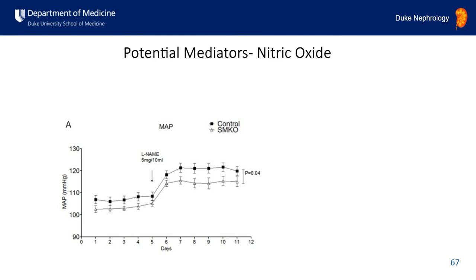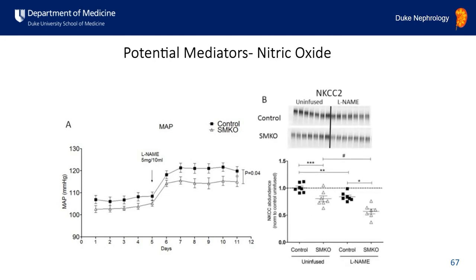And the first thing that we saw was that, if you would think that L-NAME was mediating some of the blood pressure response, if you gave L-NAME, you would see the SMKO mice, their blood pressure would go up to the same value as the controls. And you didn't really see that. You see the blood pressure at the bottom is still different, and then it's different after you give L-NAME.